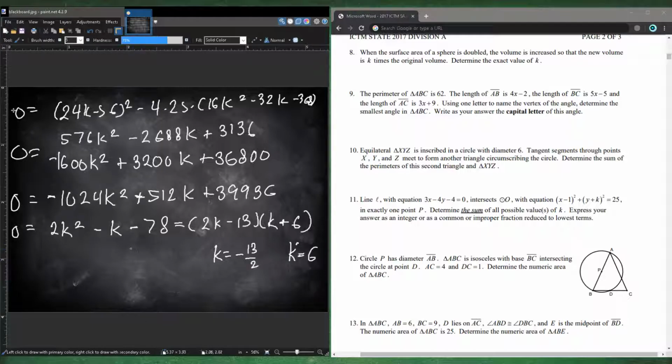So I add them together. Oh, sorry, this one is 13 over 2. Sorry about that. I cannot math. K equals negative 6. So this is negative 12 over 2 plus 13 over 2, so that's 1 half.